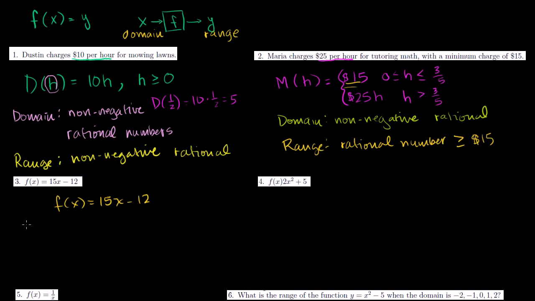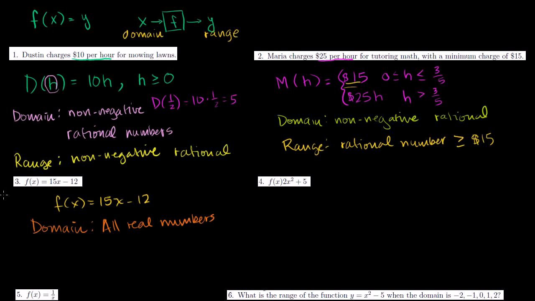So what's the domain here? Well, I could stick any real number x in here, and I'm just going to multiply it by 15 and then subtract 12. I could put pi there. I could put the square root of 2 there. I could put e there. I could do all sorts of crazy things. So I'm going to say all real numbers. Any real number I put in for x, I'm going to get a legitimate output.